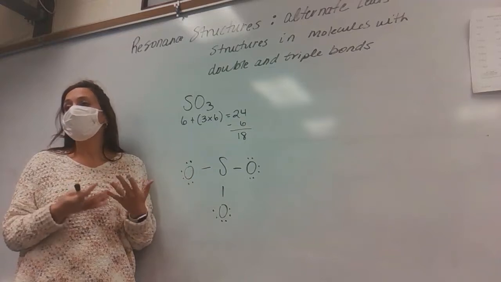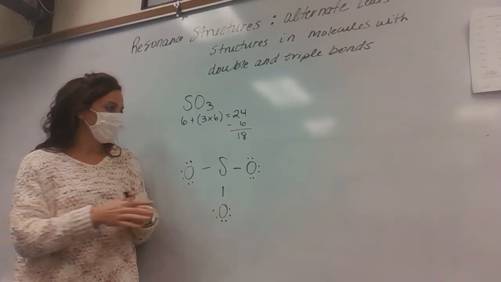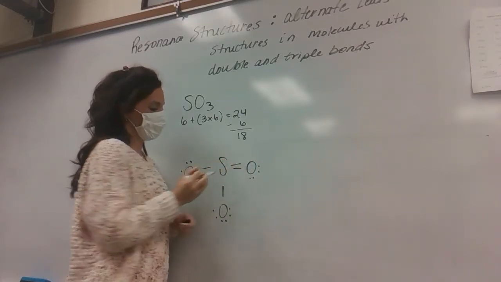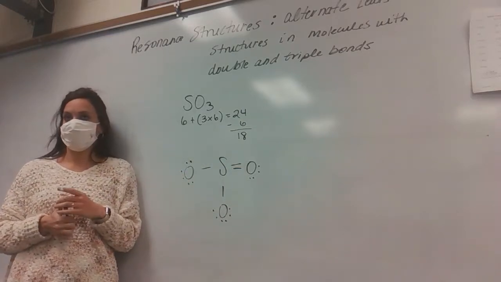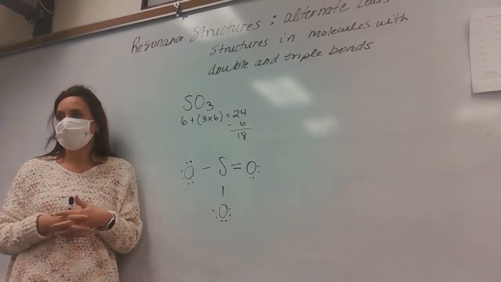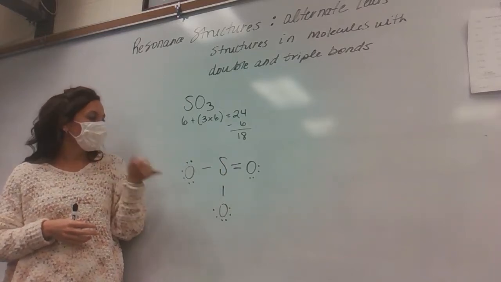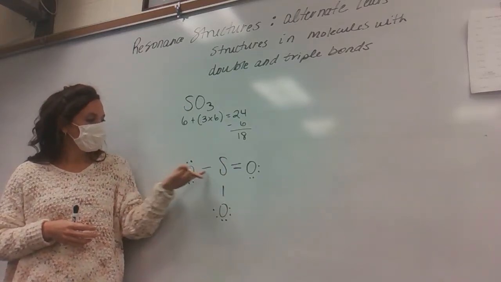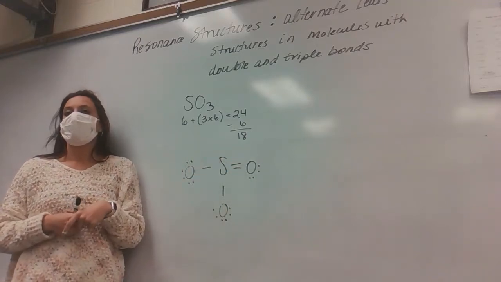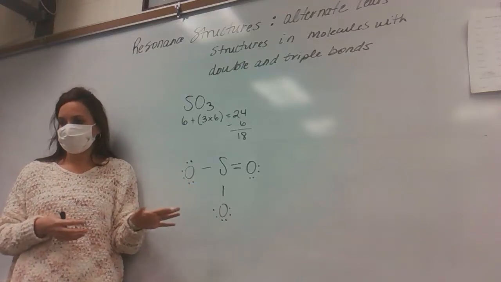When you get to this point, your only option is to double bond. And it only has to be one of them. So I'm going to pick this up right here and move it into a double bond. Now, all of my octets are full. Sulfur has 2, 4, 6, 8. All of my oxygens have 2, 4, 6, 8, 2, 4, 6, 8, 2, 4, 6, 8. This is a perfectly acceptable Lewis structure for sulfur trioxide.